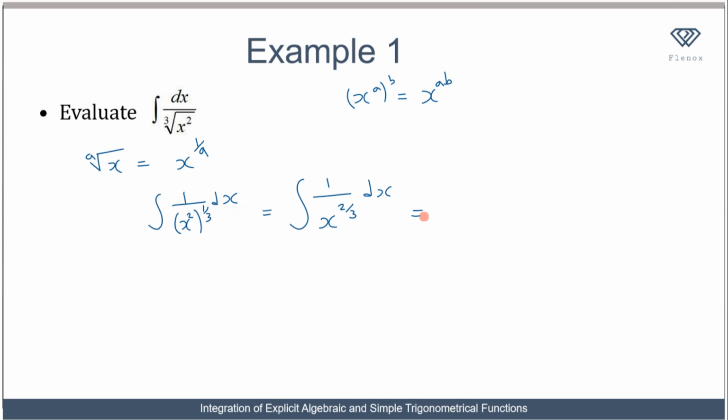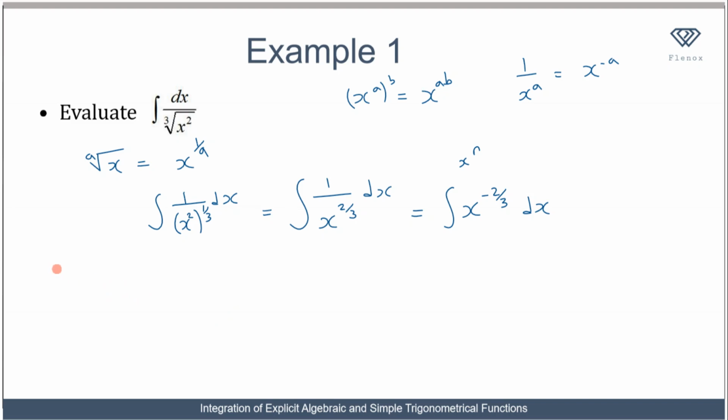So now based on another law, we know that when we have 1 over x raised to power a, it's the same thing as having what? x to the power of minus a. So we can apply that as well here. So this reduces to x to the power of what? Minus 2 over 3 times dx. So now I've already written this in the form of x to the power of n, so we can integrate it using our formula.